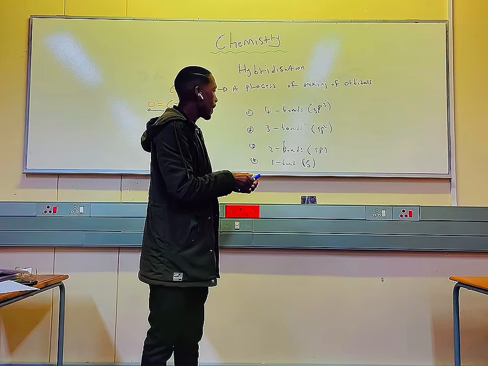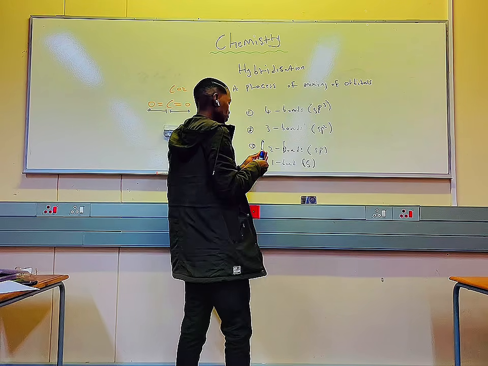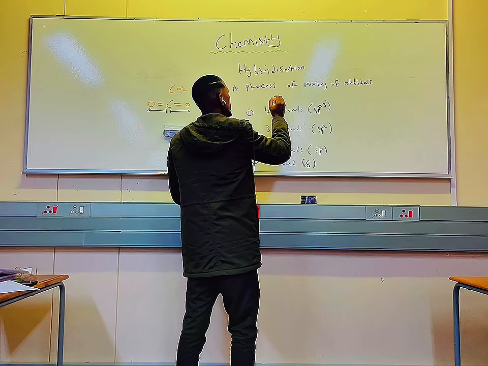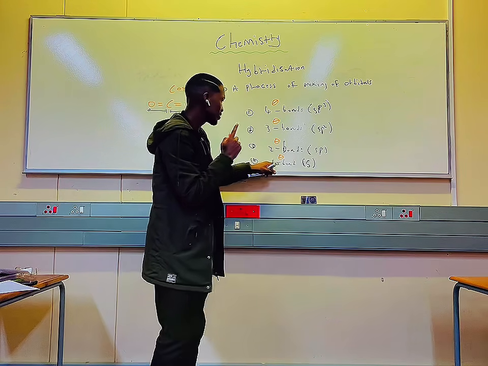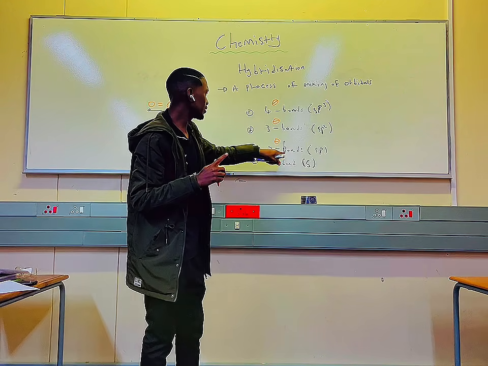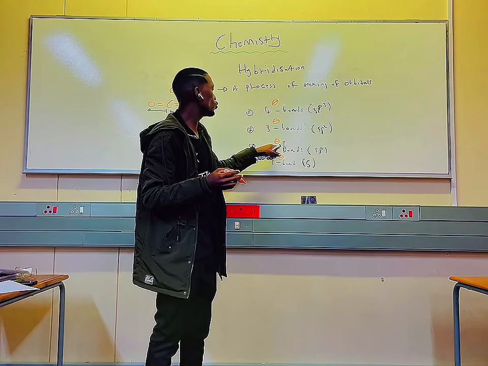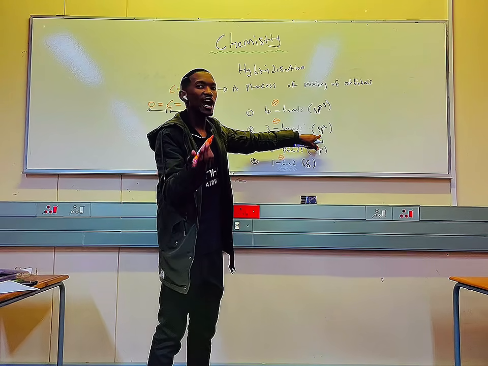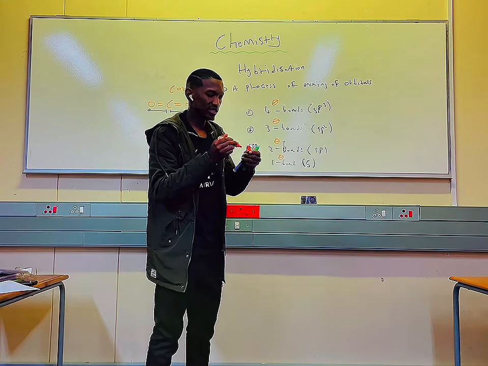So when you see 4 sigma bonds, sorry, this is supposed to be sigma. If you see 1 sigma bond, you're going to have s hybridization. If it's sp hybridization, then you must know that in the molecule you have 2 sigma bonds. If you have 3 sigma bonds, you're going to have sp2 hybridization. If you see 4 sigma bonds, you're going to have sp3 hybridization.